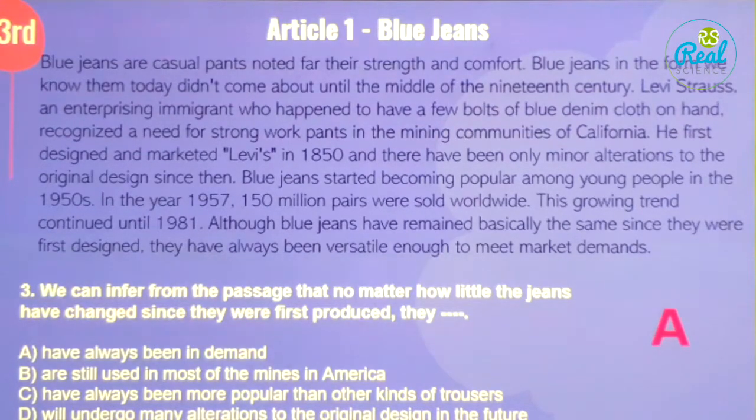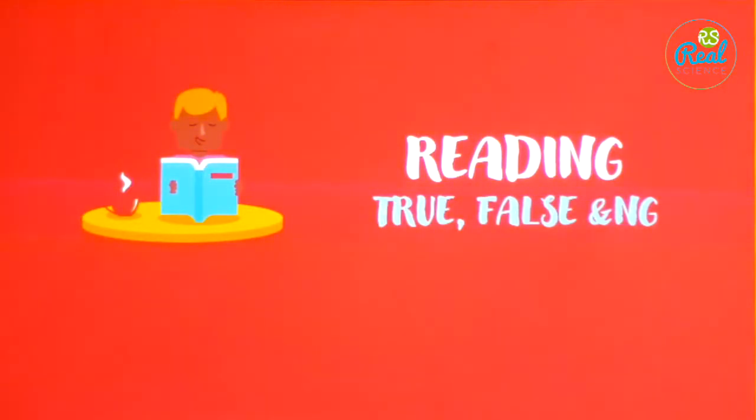Yep, the answer is A. Well done. The last sentence was a hint for you. Okay, now let's take a break from multiple choice and move to true false ones.